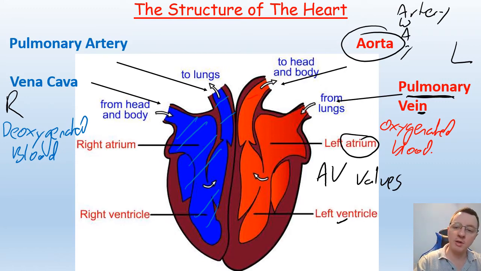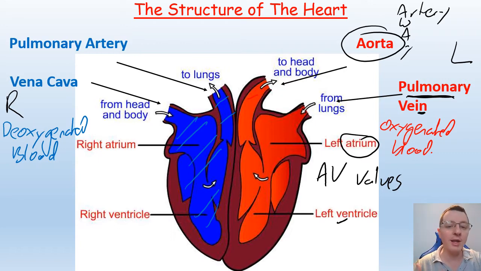We mentioned these little valves down here. These little valves are known as semilunar valves. So we've got two types of valves in the heart. We've got the AV valves and we've got semilunar valves.